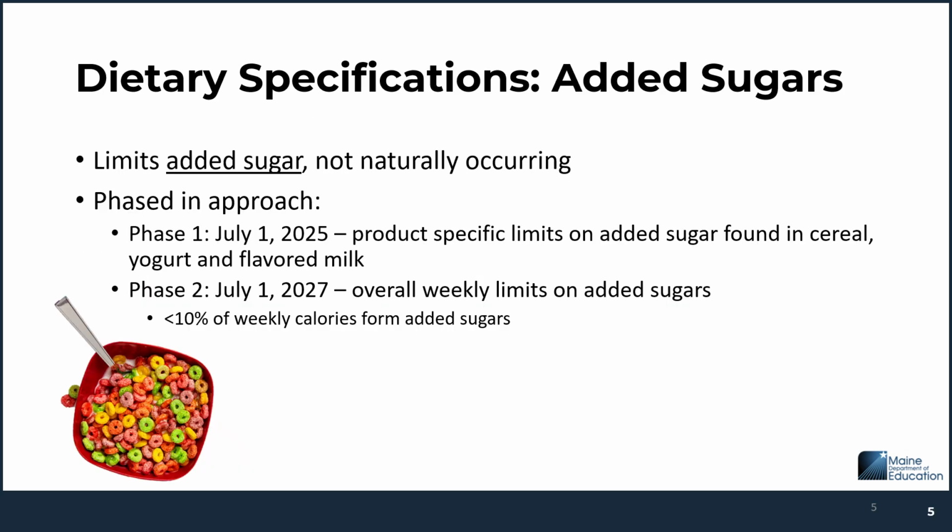Starting in school year 2026, there are limits on added sugar, not total or naturally occurring sugar, but added sugar. These limits are being phased in over a couple of years. So starting July 1st, 2025, there are product-specific limits on added sugar that's found in cereal, yogurt, and flavored milk. And then on July 1st, 2027, there will be an overall weekly limit on added sugar in meals to be no more than 10% of weekly calories.